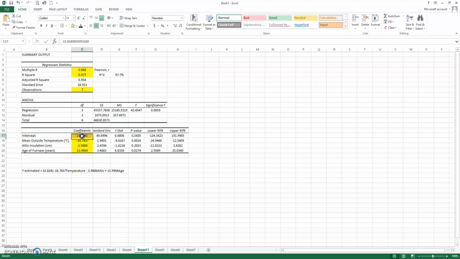Before we can use this estimated regression equation, we need to determine if the model overall is significant, and we do that by looking at these values here. This is the test statistic for F. Let's just put that value in there, and this is the p-value for F for that test.